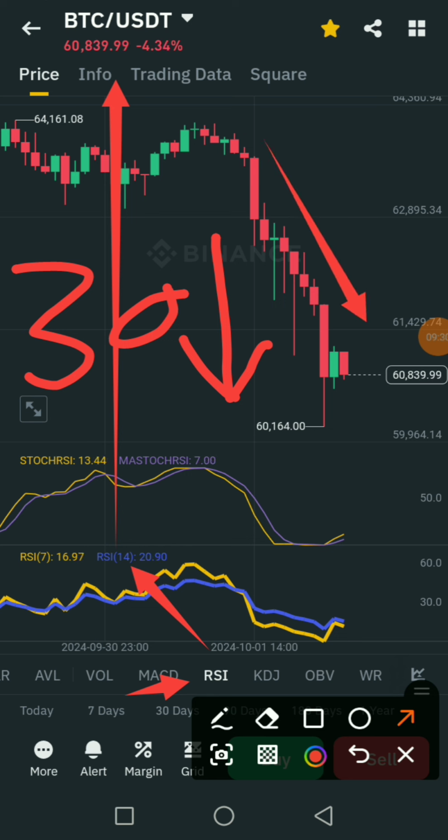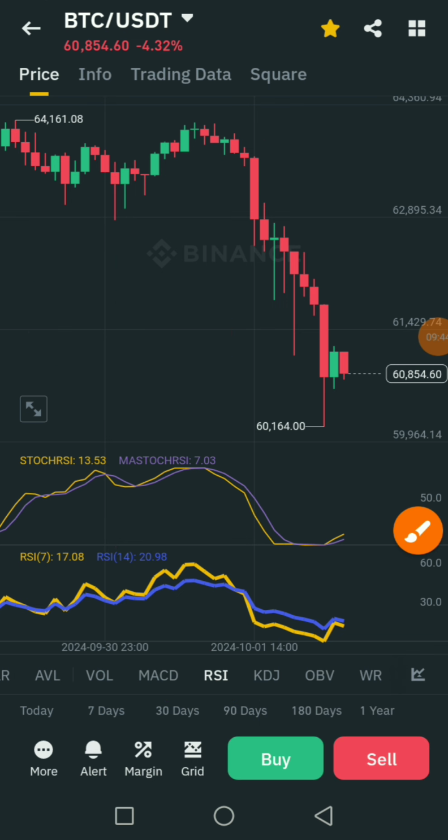Likewise, the overbought condition happens when the RSI shows 70 and above. Let me clear this. Let me tell you how the reversal from oversold happens. When the market is oversold, meaning it has dropped to 30 and below, sellers have sold a lot of coins.